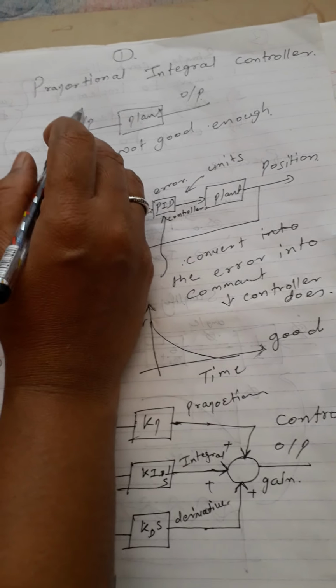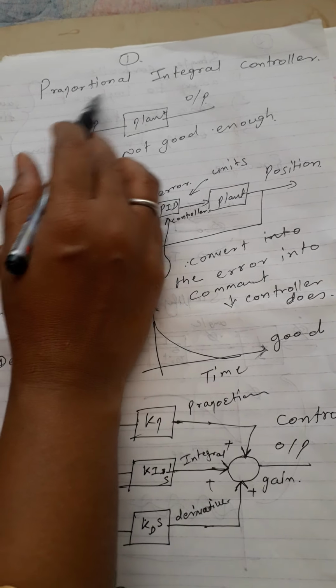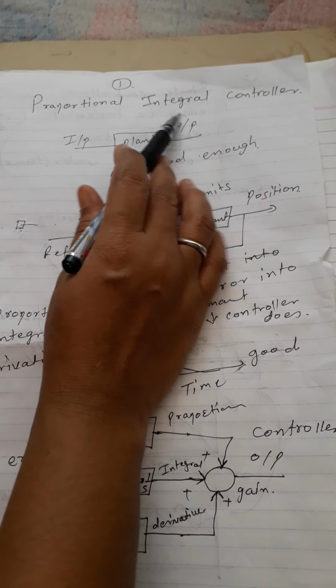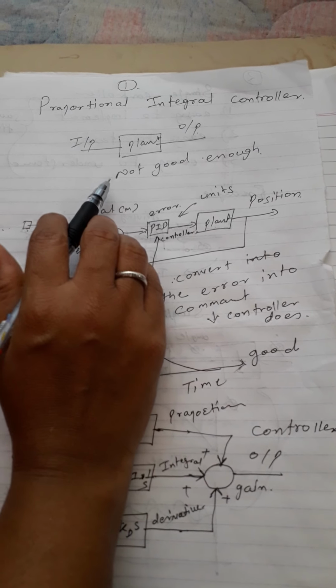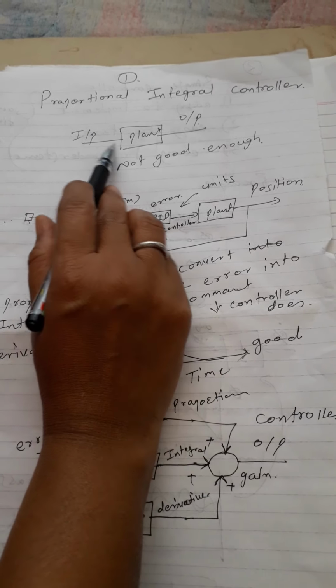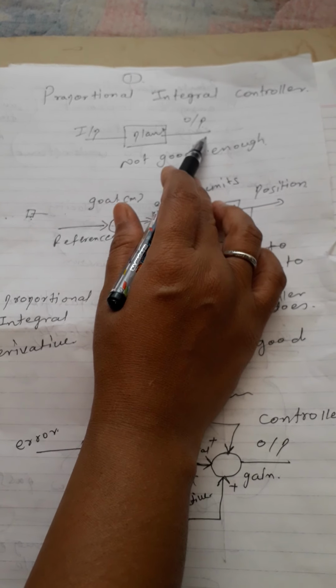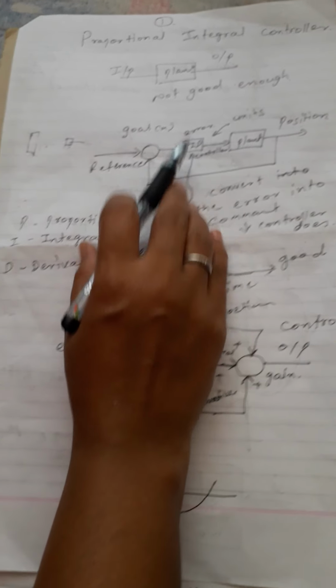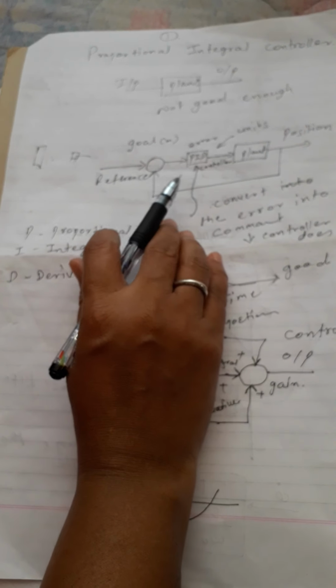See all of you, next module number 3, the proportional integral controller, I am going through. Here in the proportional integral controller we should understand the basic things. If there is a plant and we give the input to the plant, we get the output. But this is not good enough. Whenever the plant is operating, we need to control it.